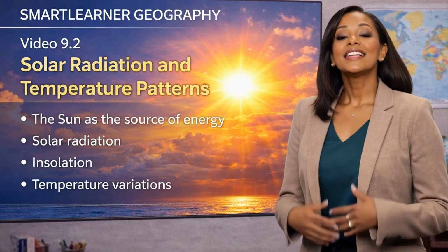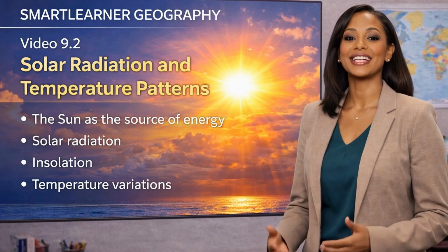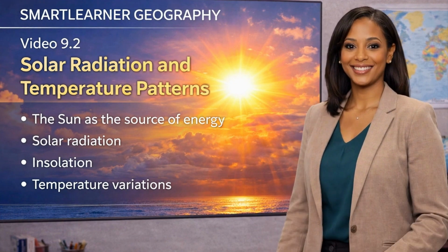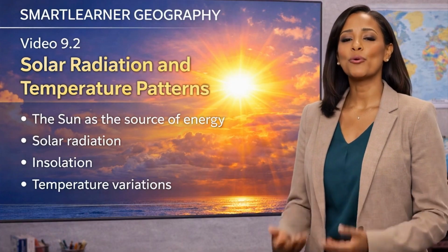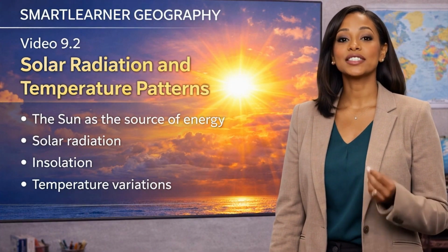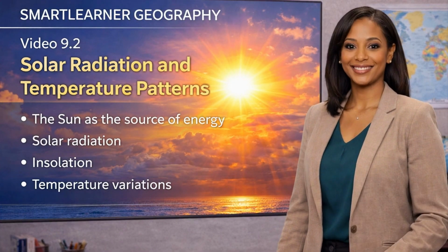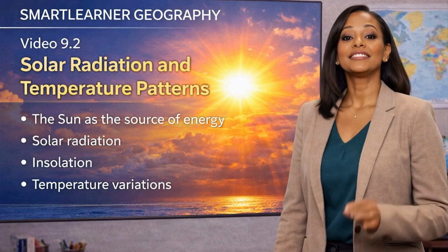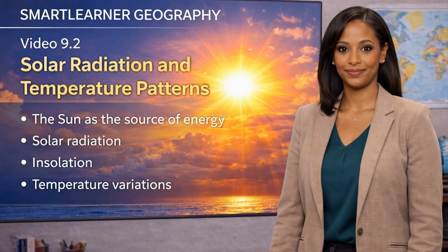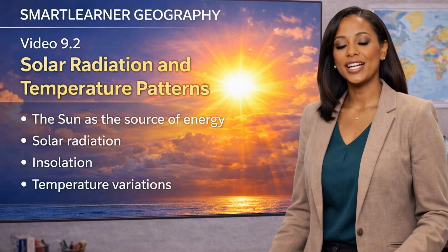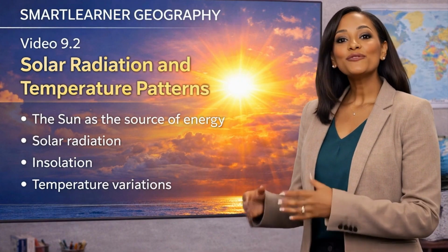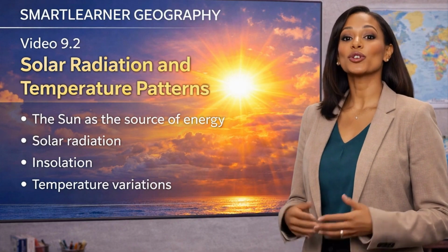The sun is the main source of energy for the Earth. Without the sun, the Earth would be cold, dark, and unable to support life. Energy from the sun travels through space and reaches the Earth in the form of solar radiation. In this lesson, we shall explore how solar radiation hits the Earth and how it influences temperature patterns across the world.